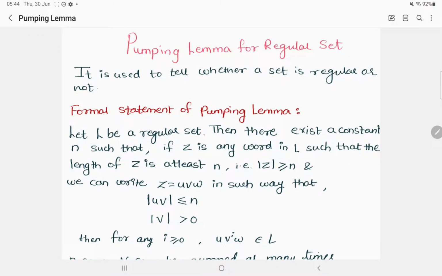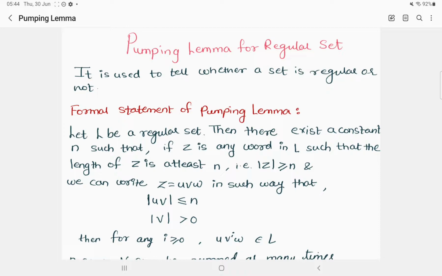Hello dear students. Today the topic that we are going to learn is about the pumping lemma for regular set. So before we start, in this video we'll first try to learn what a pumping lemma is, what the theorem behind it is, and then we will try to understand it with an example.